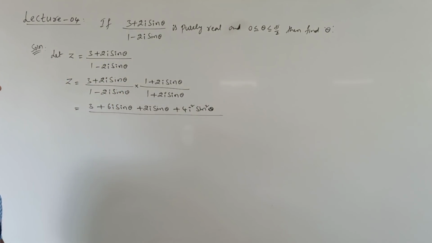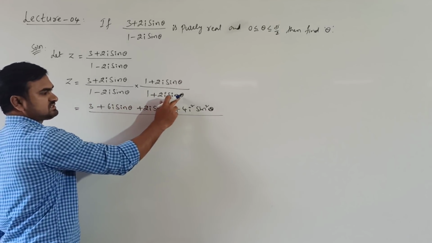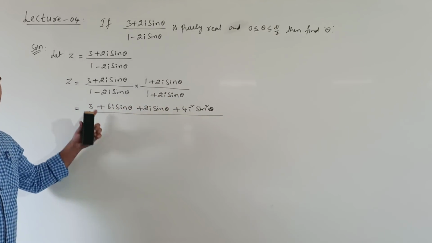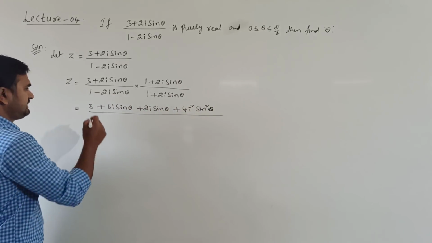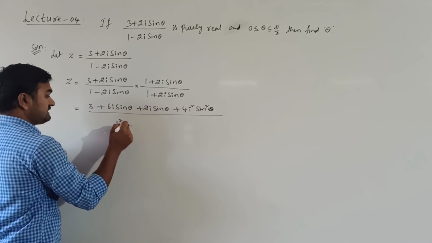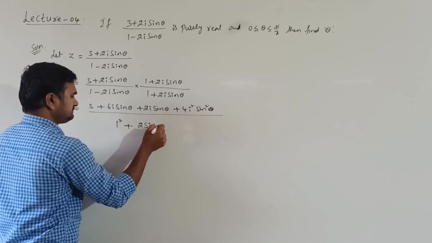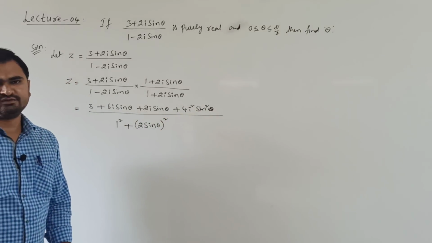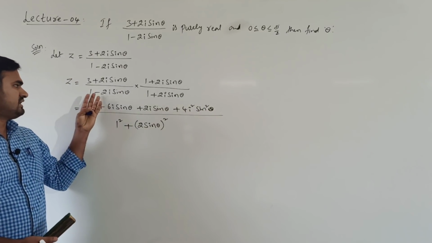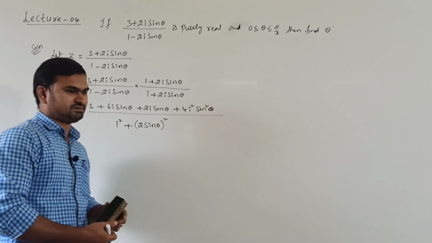Divided by, observe the denominator: 1 minus 2i sin theta, 1 plus 2i sin theta, it is in the form a minus ib into a plus ib. So the denominator I can write as a square plus b square. What is b? 2 sin theta. No need to multiply element wise, it is in the form of a minus ib into a plus ib, which we can write as a square plus b square.